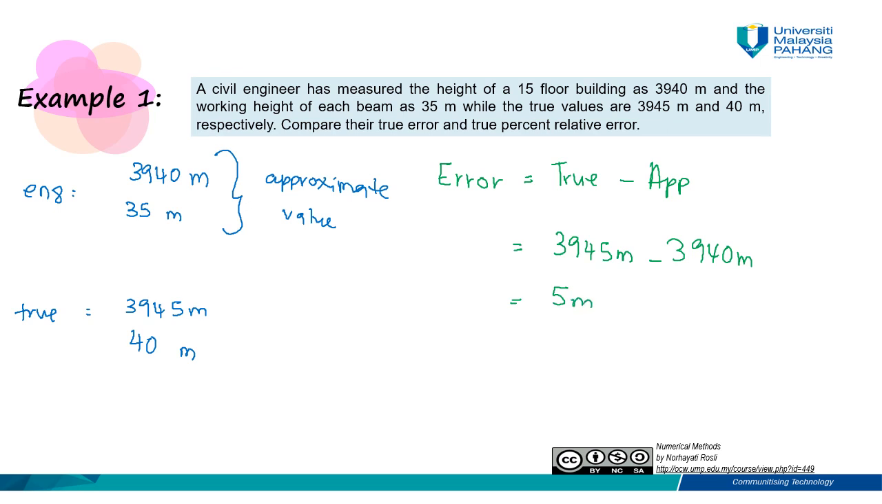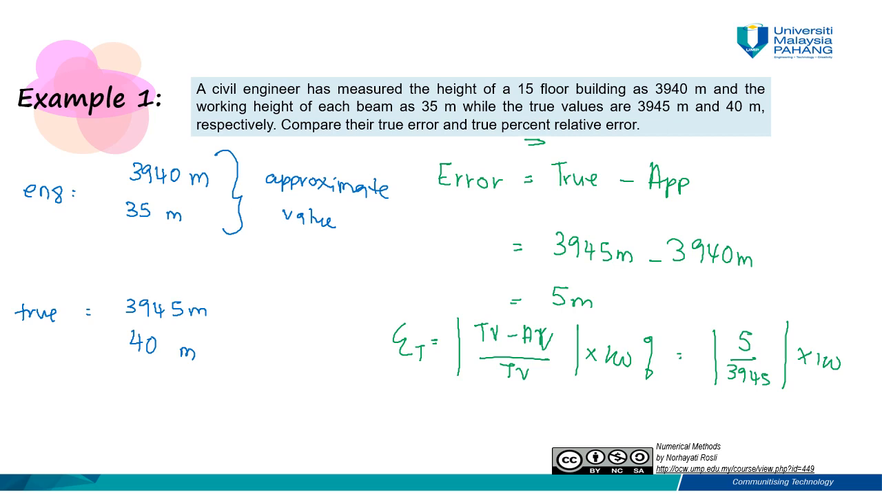So from here we can also calculate the true percent relative error. How to calculate it? The notation is epsilon t. The formula is modulus of true value minus approximate value, divided by true value, multiplied by 100%. True value minus approximate value, we already have 5 meter. We divide by the true value, which is 3945, and multiply with 100. So the percentage we have is 0.13%.